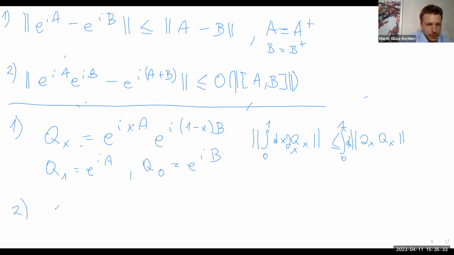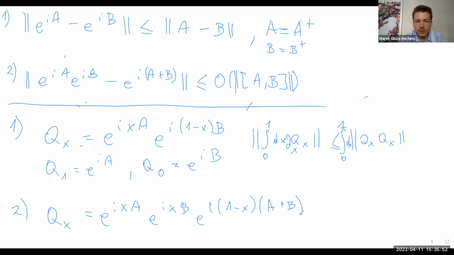On number 2, we will consider a different ansatz where we will have e to ixA, e to ixB, and then e to I(1 minus x)(A plus B). Okay, we can consider such a bound. And we will play the same game for both. Okay. So this integral trick here is general. Yeah. And today I want to show a couple of things.